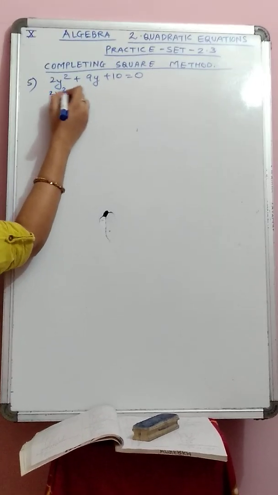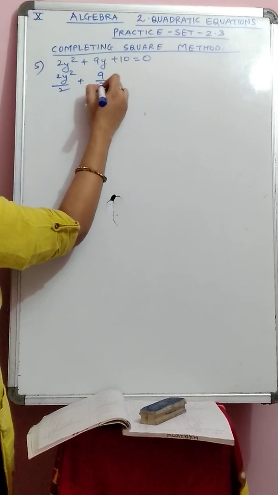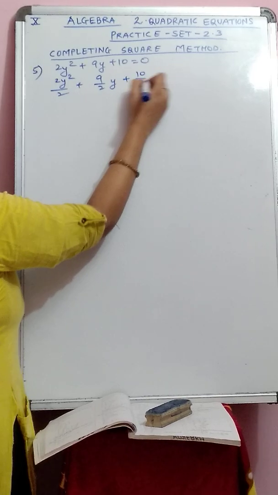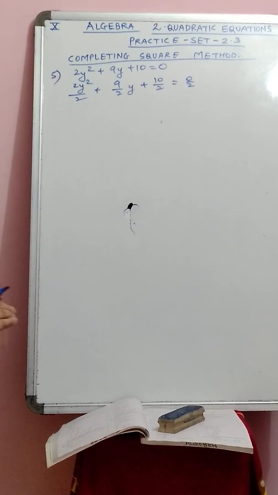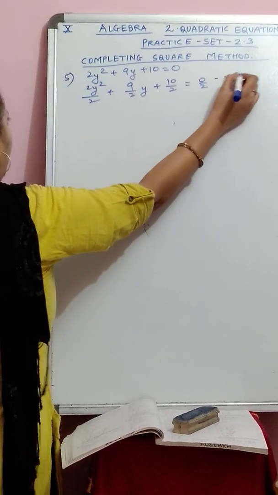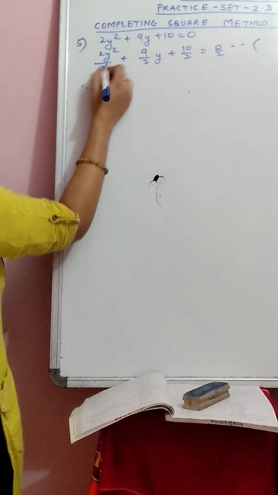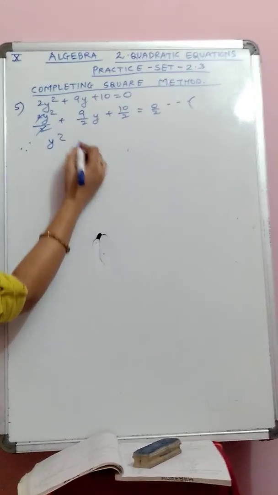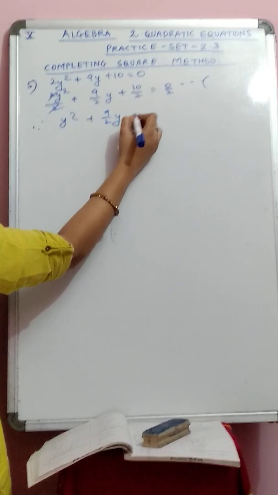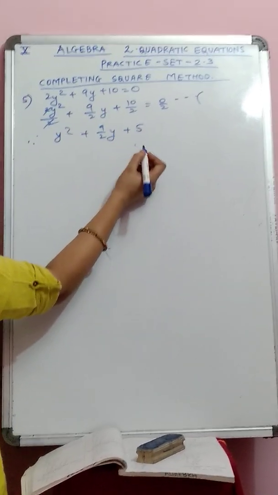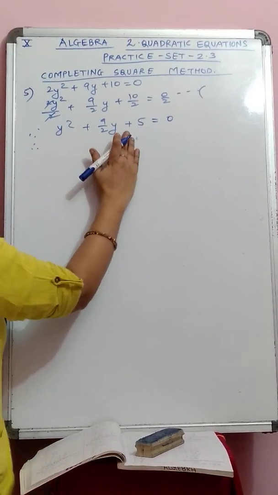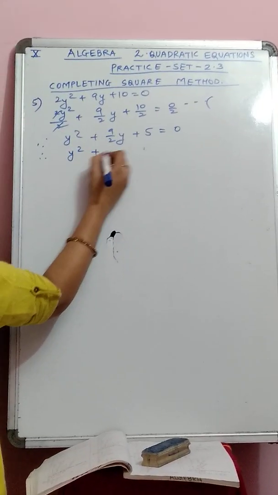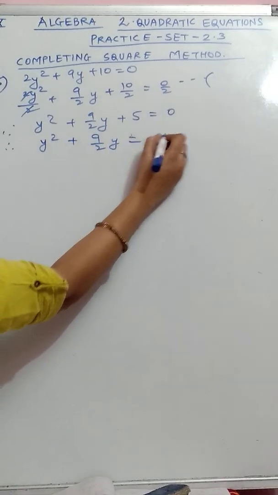So it will be 2y square upon 2, then plus 9 upon 2 y plus 10 upon 2 is equal to 0 upon 2. You need not show the step. I am showing it just to understand. Here you are going to divide the whole equation by 2. So it is y square plus 9 upon 2 y, then plus 5, 10 upon 2 is 5, is equal to 0. Okay. So again I am taking this plus 5 to that side. y square plus 9 upon 2 y is equal to minus 5.